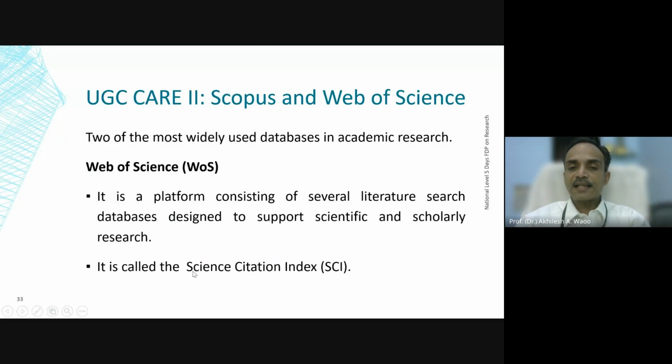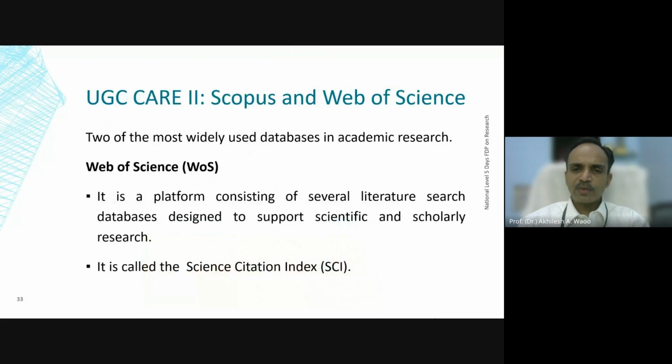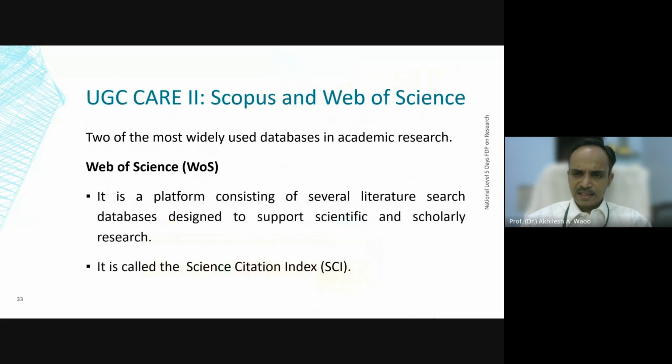So WOS is also known as SCI indexing. SCI means Science Citation Index. These two are globally accepted, international platforms. If you are publishing your paper there, then your paper's reach will touch internationally. And Scopus is nothing but the Elsevier platform. It was launched in 2004 and it is a Dutch platform, and now it is worldwide accepted. We are here for learning what citation indexing is and what the platform is for WOS.